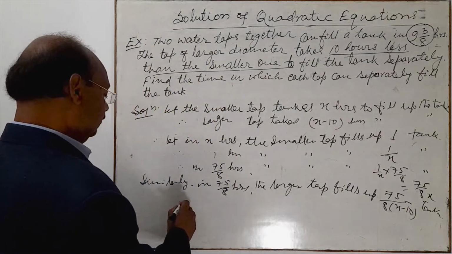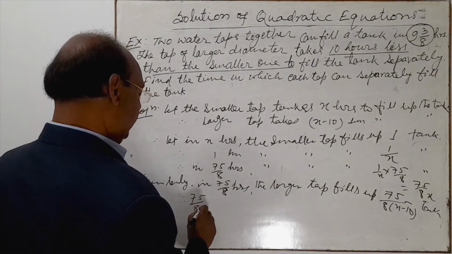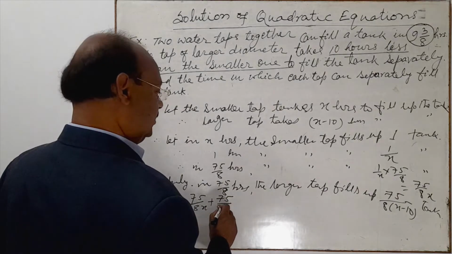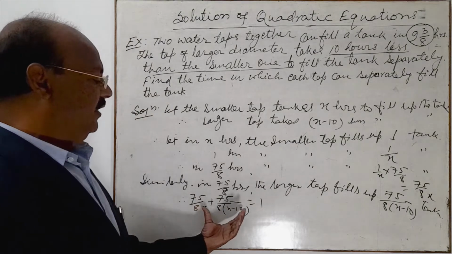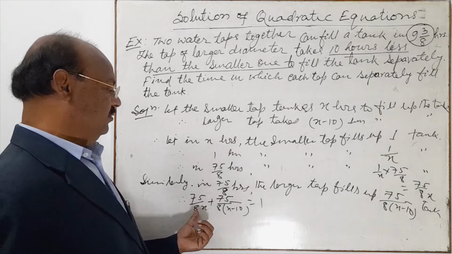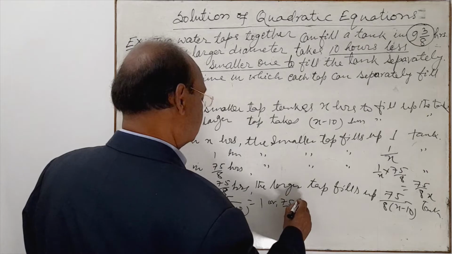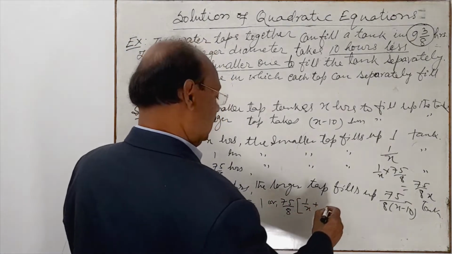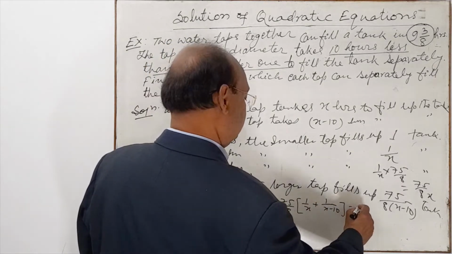So therefore, we can write 75 by 8X plus 75 by 8 into X minus 10, this is equal to 1. By simplifying it, you will get a quadratic equation. So here 75 by 8 is common. Here we are getting 1 by X and here 1 by X minus 10. This is equal to 1.